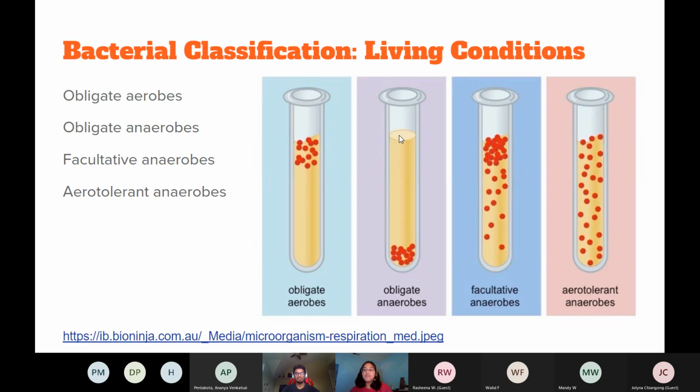Obligate anaerobes, they want nothing to do with air, and they will probably die with it, or it will harm them. So they migrate as far as they can away from the top of the test tube or the oxygen, and they're stuck at the bottom here. So that's our obligate anaerobes. They are obligated to not have oxygen. They do not want it.